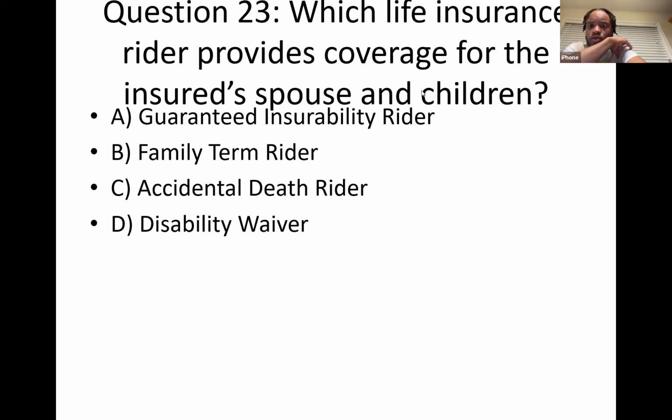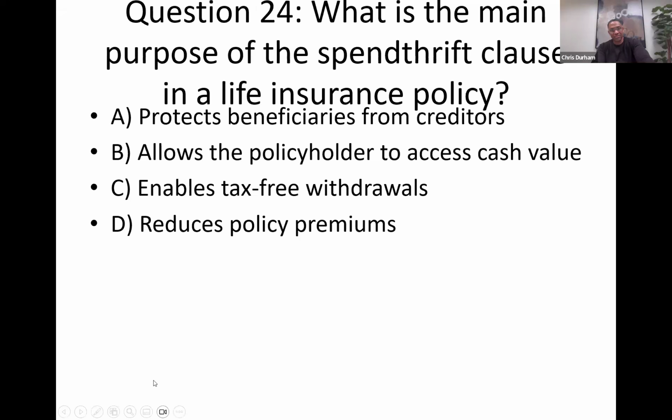Which life insurance rider provides coverage for the insured spouse and children? B, family term rider. Family term, that's it, yeah. You're just making me nervous. Don't be overthinking it. No, I heard my little ones upstairs. That was my bad. Okay.